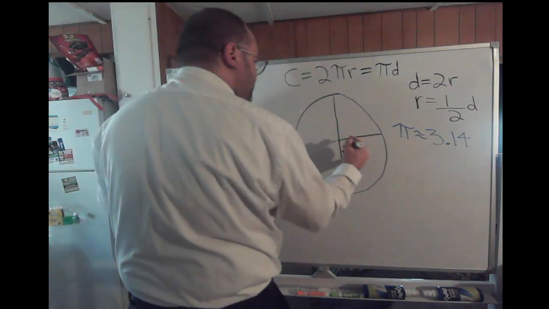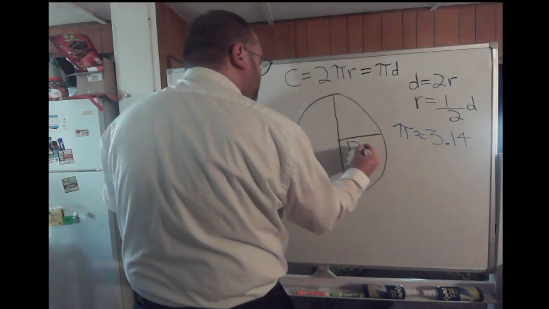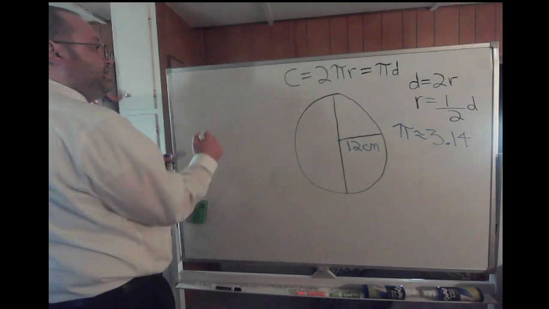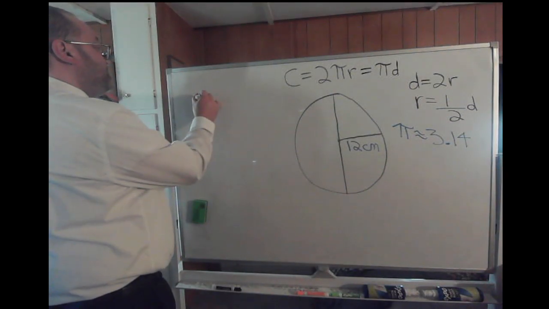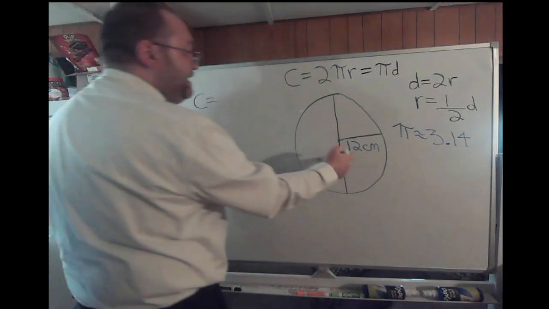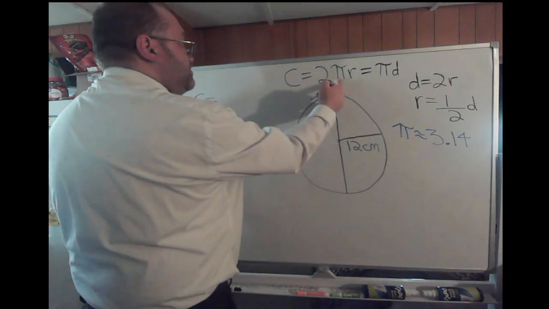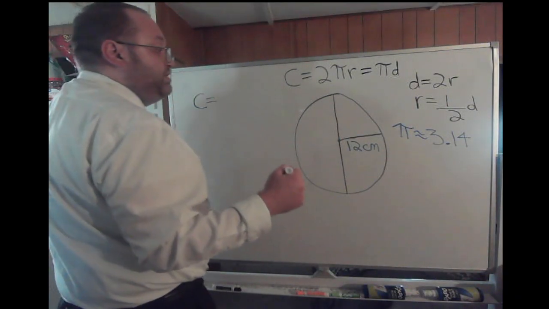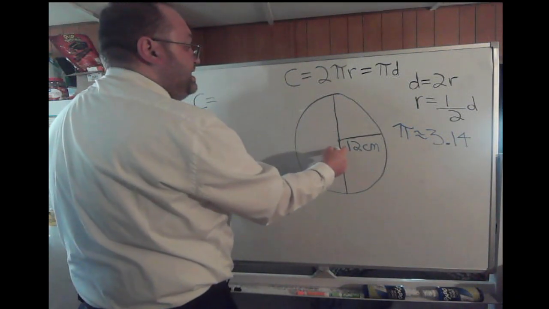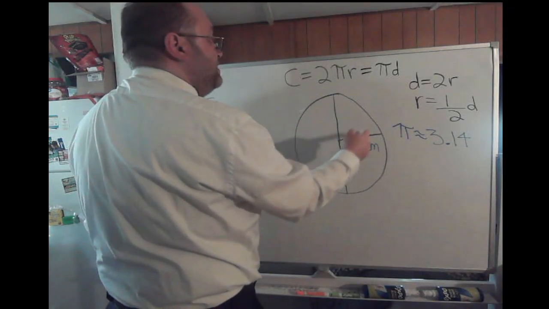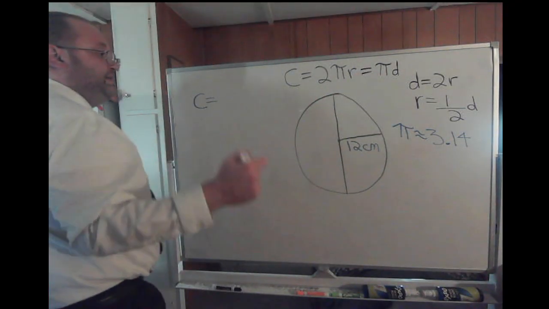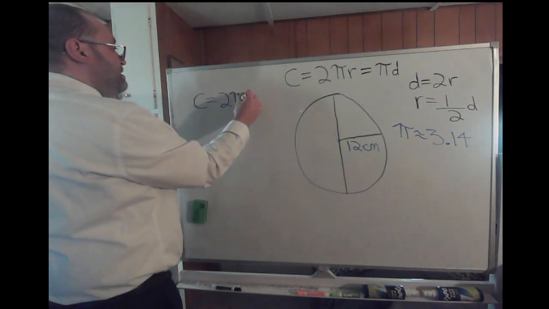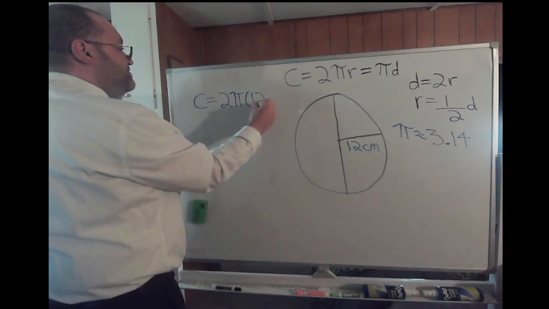Alright, let's say we have a radius of 12 centimeters. So we're going to have to use the radius formula. Since they gave us the radius, we use the 2 pi r formula, 2 pi times the radius. Or if you want, you can use the fact that twice the radius is the diameter. You can use the fact that 24 centimeters would be the diameter, and you could use pi times d. But we're going to do 2 pi times that radius of 12 centimeters.